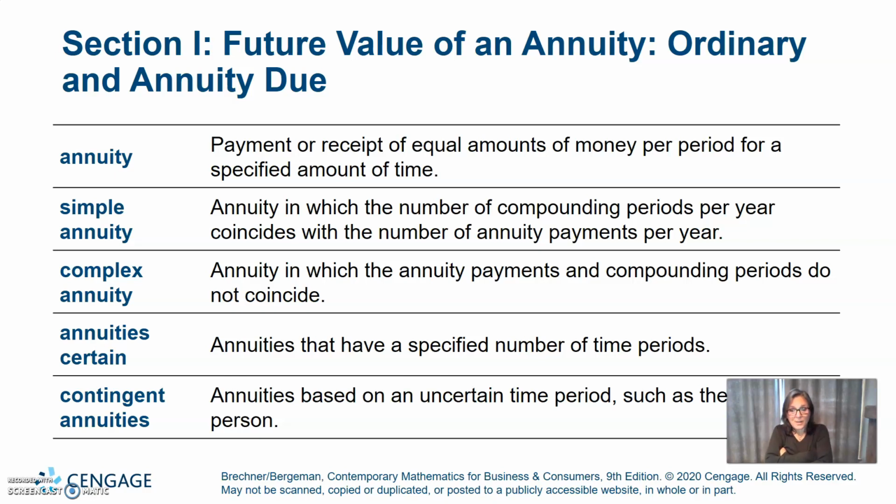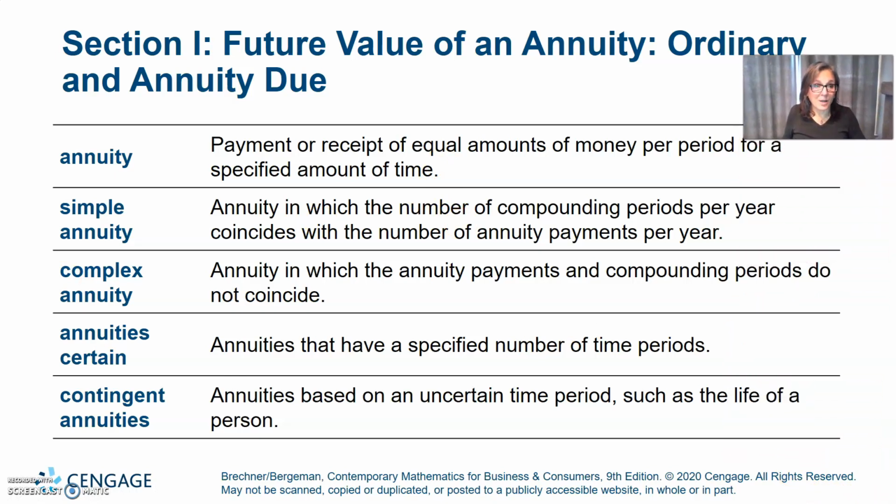A complex annuity is an annuity in which the annuity payment and compounding periods do not coincide. Annuities certain are annuities that have a specified number of time periods. Contingent annuities are annuities based on an uncertain period of time, such as the life of a person. So people pay into annuities or have annuities paid out to them, but it's unknown how long. It depends on how long they live in many cases.